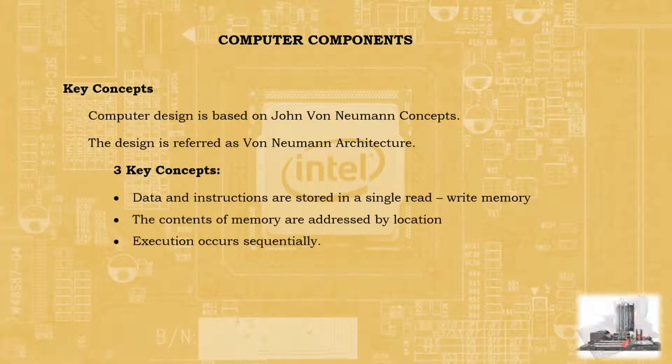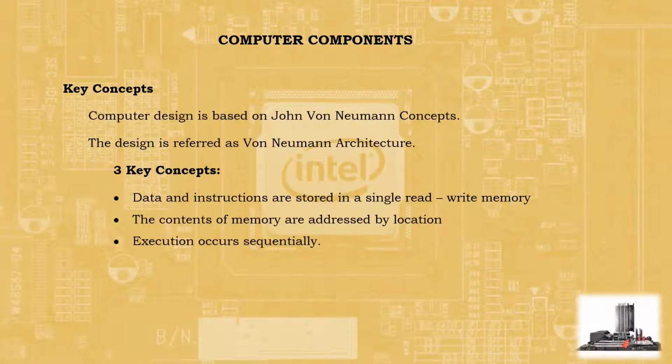Now let's see computer components. A computer system consists of a processor, memory, input-output and the interconnection among these major components. Computer design is based on John von Neumann's concept. We have already discussed the von Neumann architecture in the previous session. The design is referred to as von Neumann architecture.